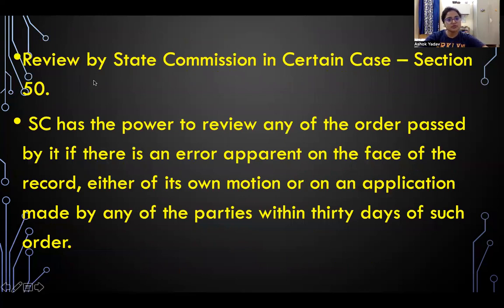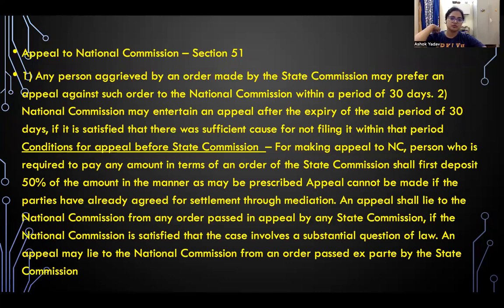Now, Section 50 is talking about review by the State Commission. It is saying the State Commission has the power to review any of the orders passed by it if there is an error apparent on the face of the record, either of its own motion or on an application made by any of the parties within 30 days of such order. 30 days is important. So within 30 days, if the State Commission thinks that the order passed was suffering from an error apparent on the face of the record, then it can go for a review of its own order.